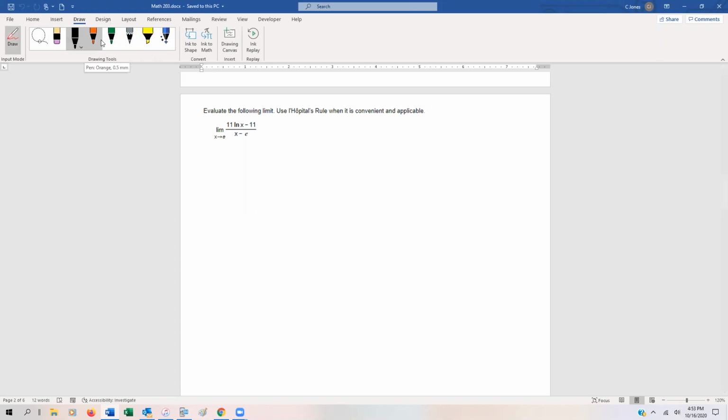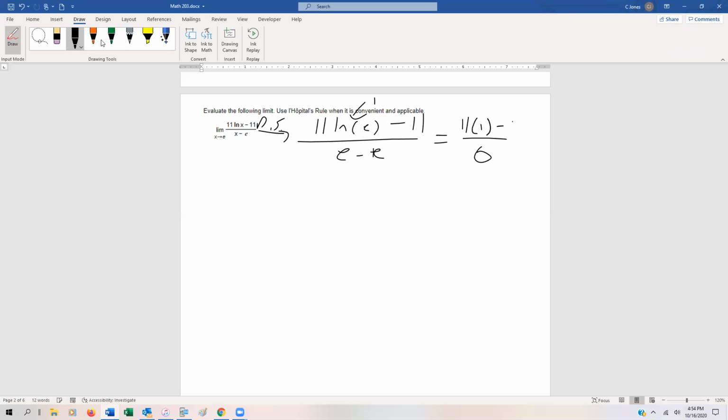So let's do that. We're going to use direct substitution first. And by direct substitution, we get 11 natural log of e minus 11 divided by e minus e. Now, the denominator is clearly 0. Natural log of e is 1. So we get 11 times 1 minus 11, which is going to end up being 0 over 0. And that's one of our indeterminate forms.